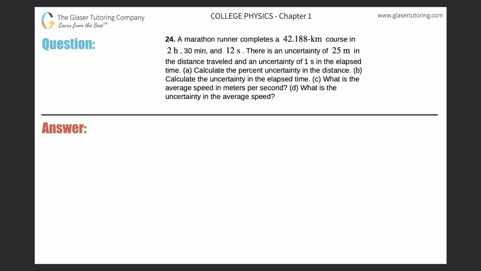Number 24. A marathon runner completes a 42.188 kilometer course in 2 hours, 30 minutes, and 12 seconds. There is an uncertainty of 25 meters in the distance traveled and an uncertainty of 1 second in the elapsed time. A. Calculate the percent uncertainty in the distance.